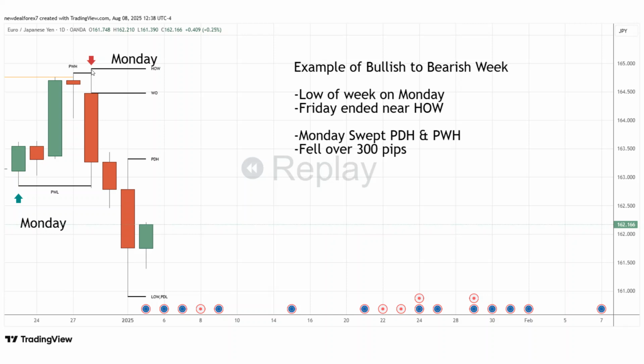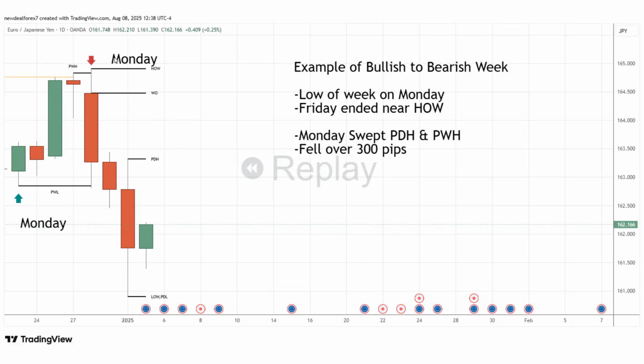Price, it may have been during Asia, poked above Friday's high as well as the prior week high. That was a 2-for-1 and closed all the way down here. Price has nowhere to go but down. All right, remember, we don't trade Fridays on a classic expansion because there's not much to do. It's probably going to pull back some because price has been dropping so much.